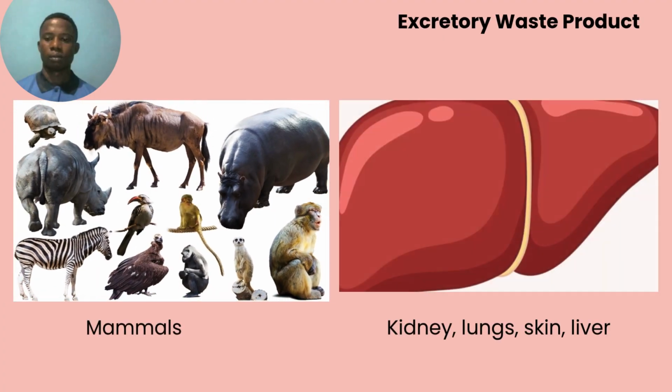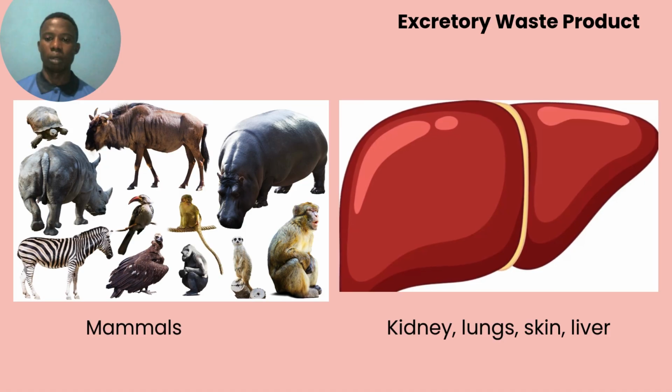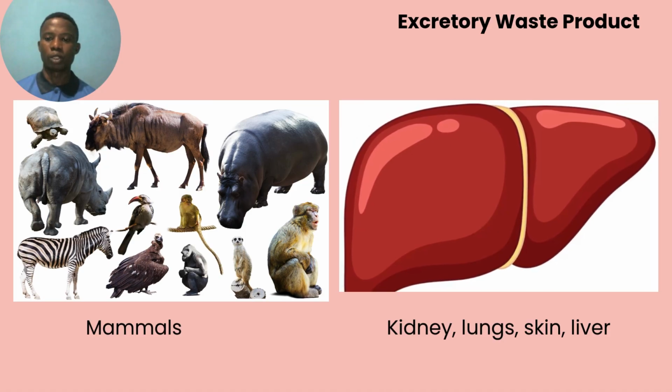The other organism or animal is the mammal. Mammals are animals with hair on their body and they give birth to their young ones. Examples are goats, dogs, etc. And what are the excretory organs of these animals? We have the kidney, the lungs, the skin, and the liver.